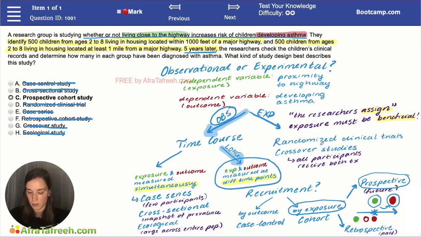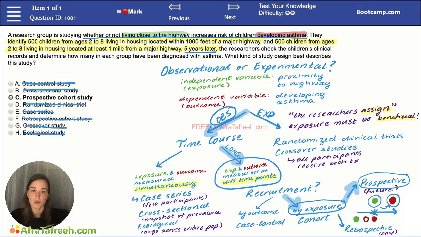Then we figured out that this was a cohort study because the participants were being recruited based on their exposure history, so based on whether or not they live close to the highway, and not their outcome history. And then we determined that this was a prospective cohort study because the participants were being followed into the future instead of having both their exposure history and their outcome occur in the past.